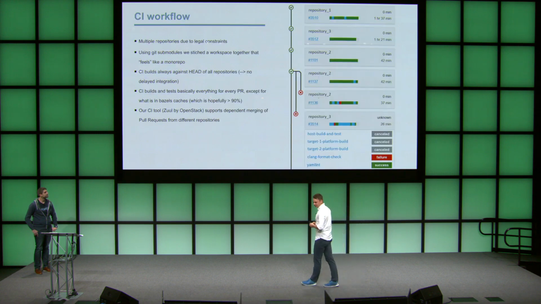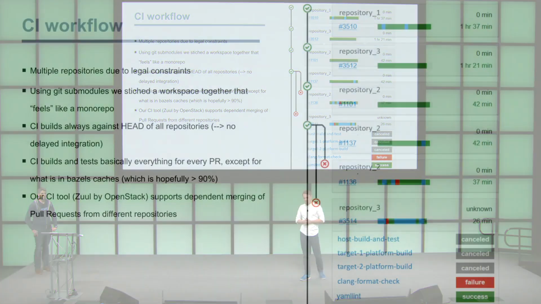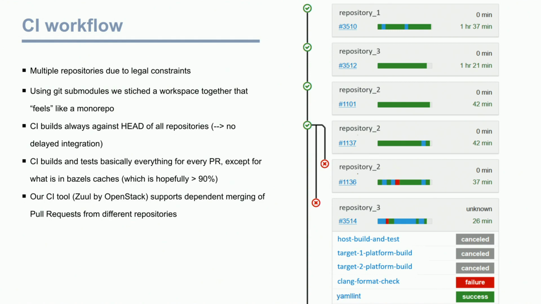So how do we use it in the CI? Actually, as I said before, we put all the source code together into one workspace. We would have liked that workspace to be a monorepo, a true single Git repository. But due to some legal constraints, we were not able to do that. Still, using Git submodules, we stitched together a workspace that feels like a single repository all of the time, or most of the time.